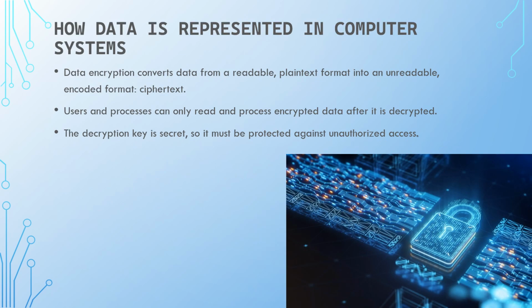Next, how data is represented in a computer system. Data encryption converts data from a readable plaintext format into an unreadable encoded format, for example, ciphertext. Users and processors can only read and process encrypted data after it is decrypted. The decryption key is secret, so it must be protected against unauthorized access.